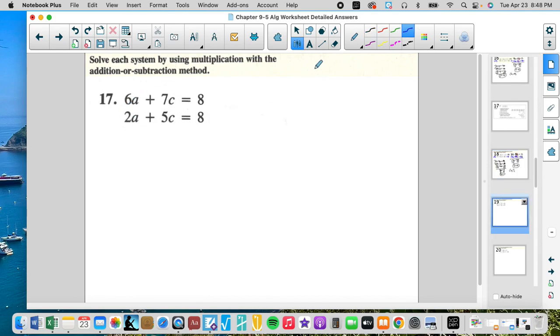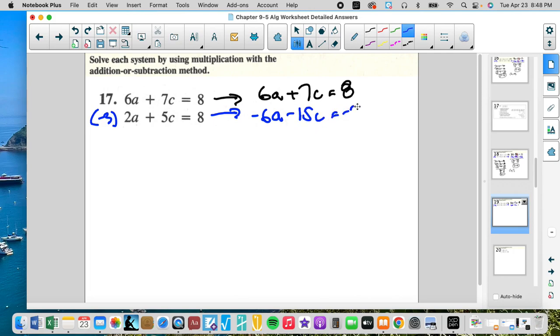Again, I don't have to do both. I can just multiply that bottom by negative 3. So they haven't given me a situation yet where I have to do both. It's coming, but not yet. I'm going to hold off until I must, unless it's mandatory.